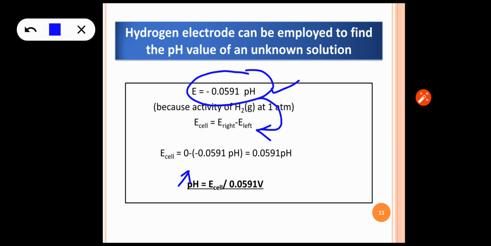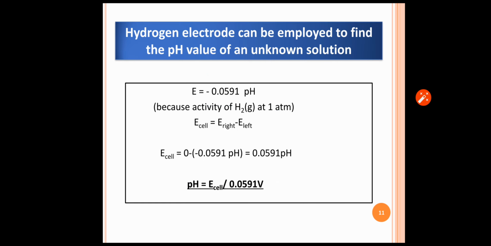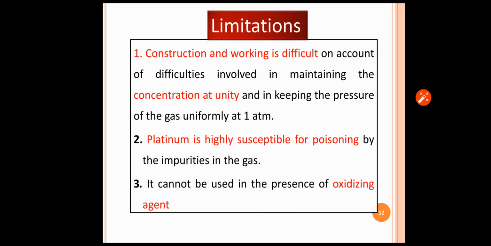Now rearrange the expression for pH. So pH is equal to E cell divided by 0.0591 volts. So if you find out the E cell experimentally, we can find out the pH of the unknown solution. So this is the advantage of the hydrogen electrode. The standard hydrogen electrode can be employed to find the pH of an unknown solution.